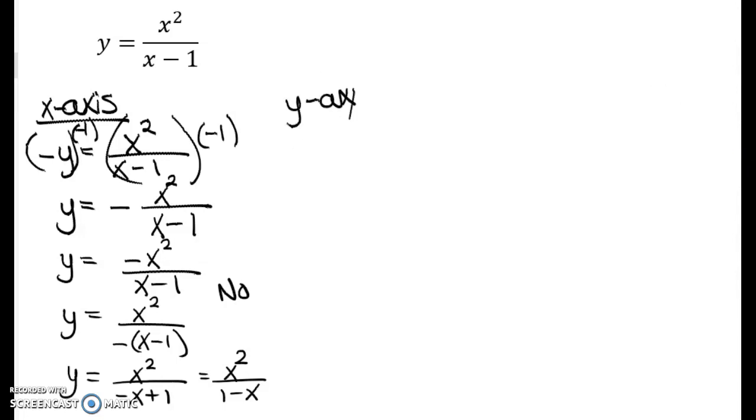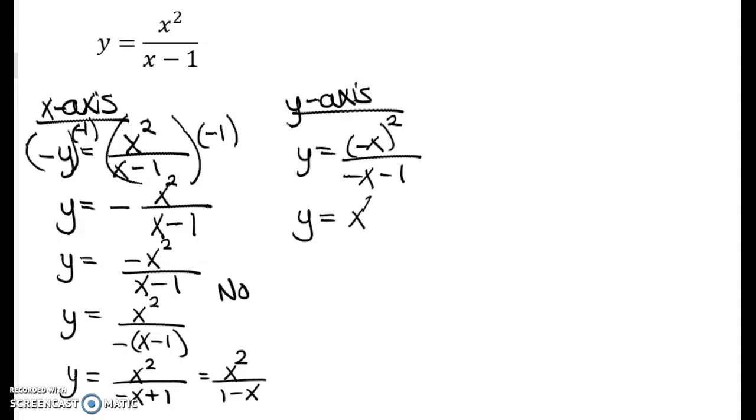Let's look at y-axis symmetry. So this time I'm going to replace x with negative x. Whoops, that's squared. When I square the negative x, it becomes positive x squared. And on bottom, it's not the same. We have this extra negative down here.